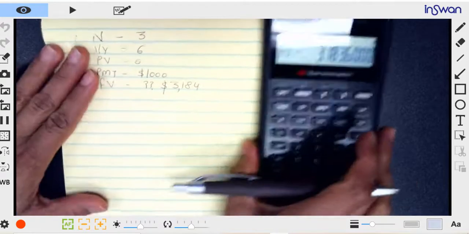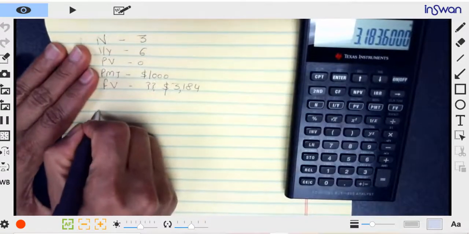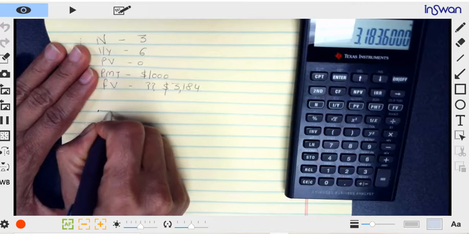So let me show you the timeline for these cash flows right here.